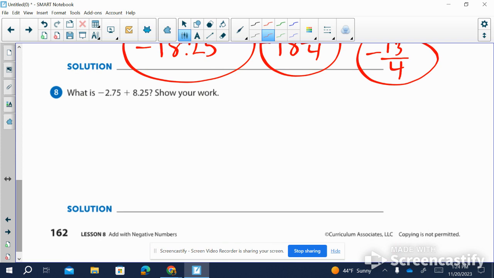Lastly, we have negative 2.75 plus 8.25. Now these are different signs, so they're actually going to subtract. Let's write them down and line up the decimals. 8.25 is actually greater than 2.75. These are the absolute values that I'm talking about. So I'm going to put that on top. 8.25 minus 2.75. And again, I line up those decimals.